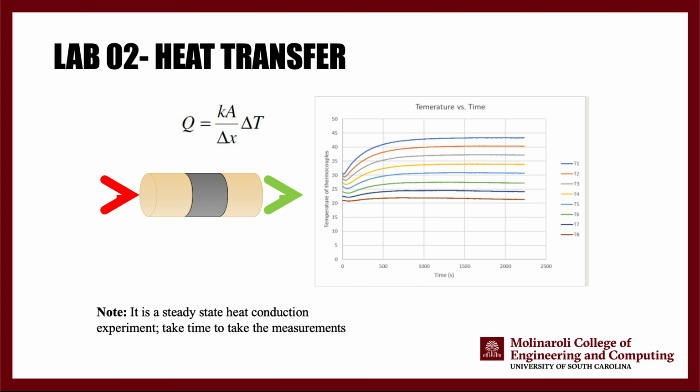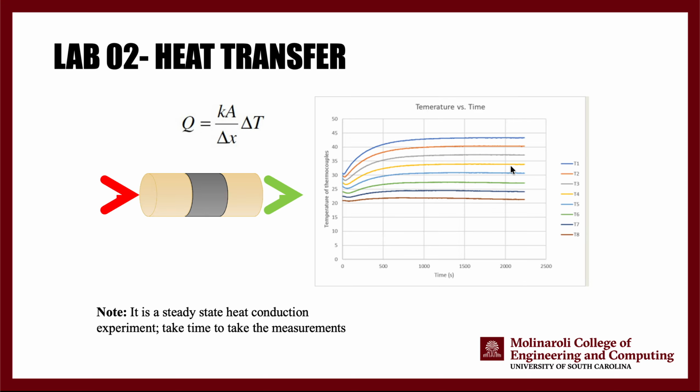Again, the idea is pretty simple. The amount of heat rate is equal to conductivity multiplied by the area divided by delta x, which is the thickness, multiplied by delta T. This is a type of graph you will get out of this test, essentially temperature with respect to time.